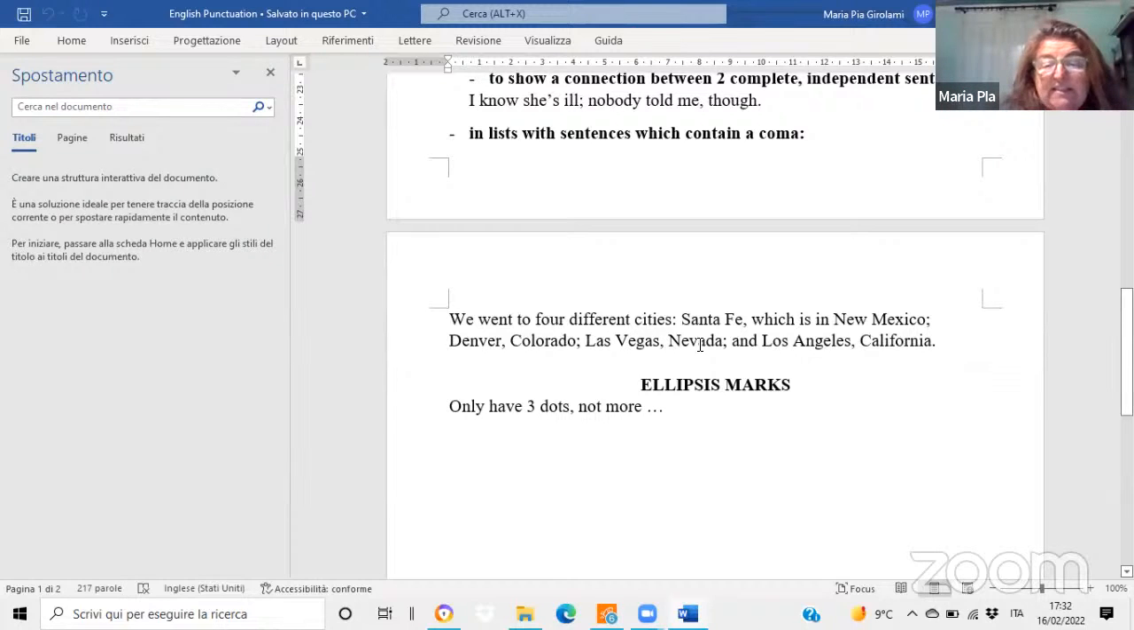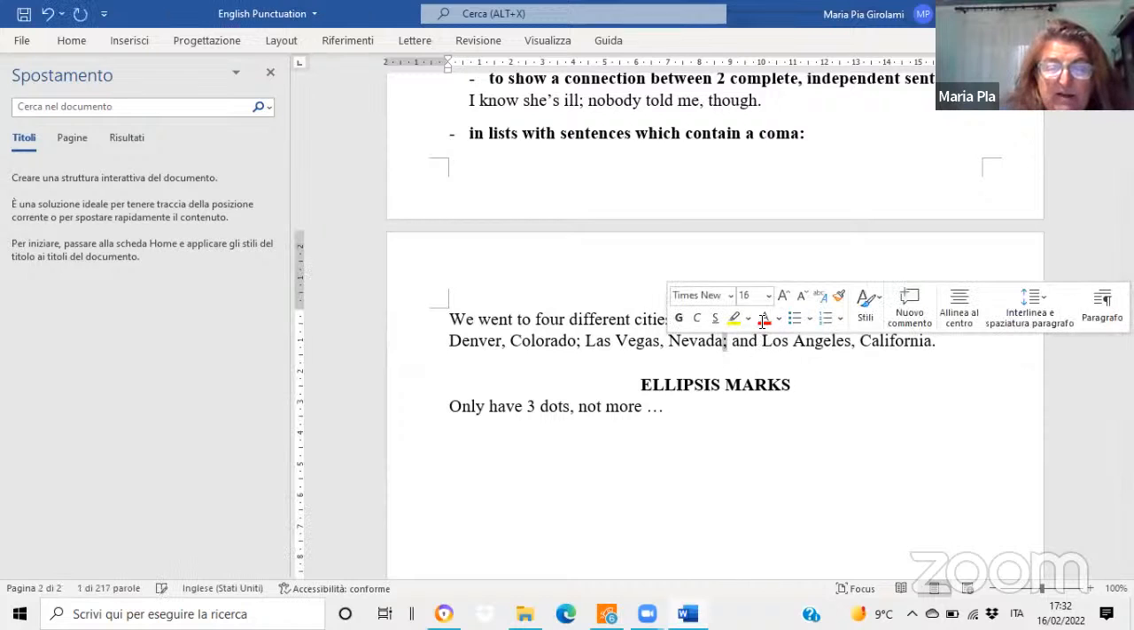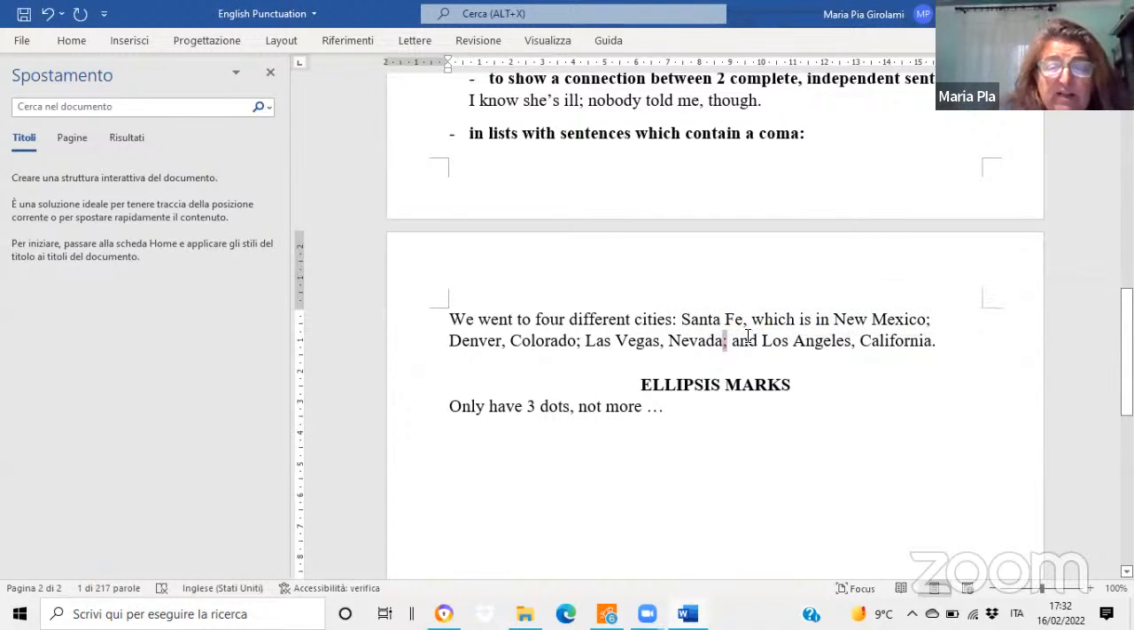We went to 4 different cities. Santa Fe, which is in New Mexico; Denver, Colorado; Las Vegas, Nevada; and Los Angeles, California. Okay, in this case, instead of the comma, you put the semicolon because there are already commas inside the items. And if you put commas also to divide the items, you know, it's too confusing.